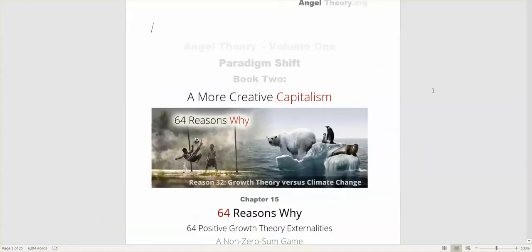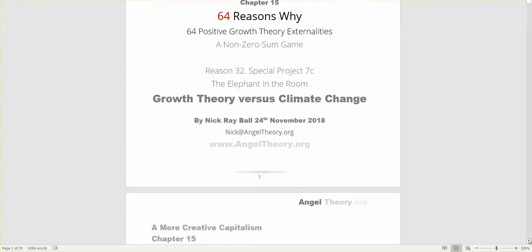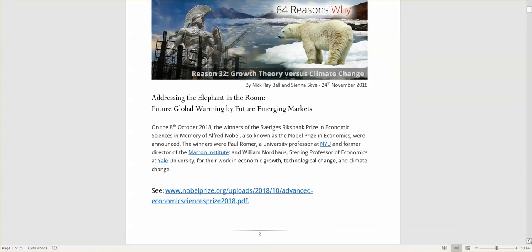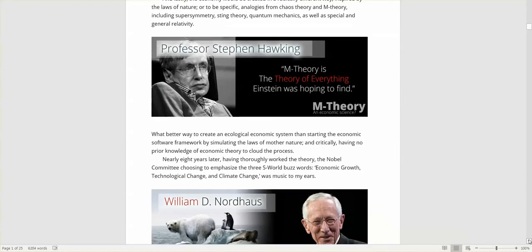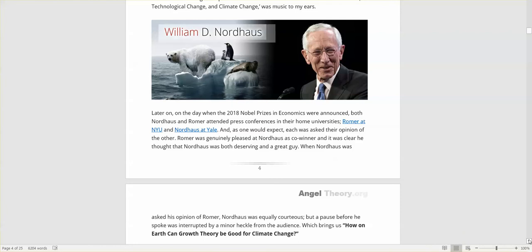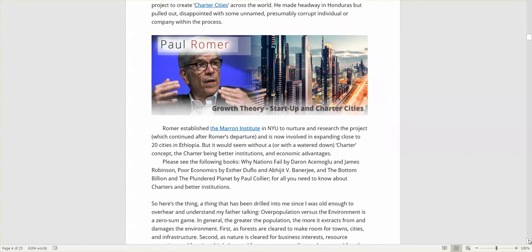Before we go there, one of the papers written, maybe the main paper written in that book, 64 Reasons Why and More Creative Capitalism, is a paper that looks at growth theory versus climate change. And we're looking at the Nobel Awards, of course, from last year. Sorry, this year. No. The last Nobel Awards, anyway. Won by William D. Nordhaus and Paul Romer. Paul Romer's famous for startup and charter cities, which basically are a very good idea, but they have bad PR. The idea is to then put the 64 reasons why on top of his initial concept and create something that would be popular and has good PR and can actually happen and can deliver change, and massive change at that.